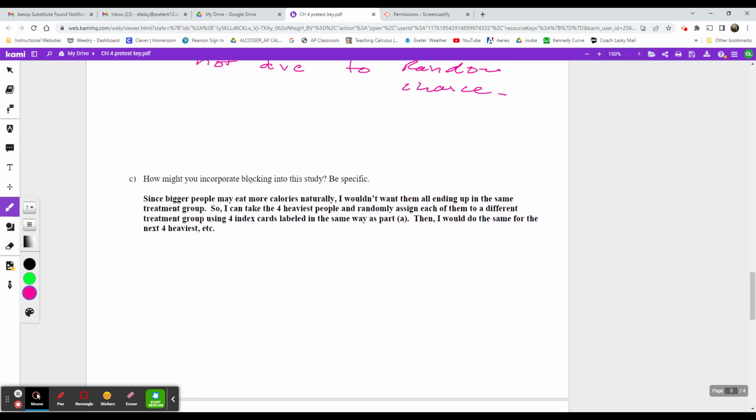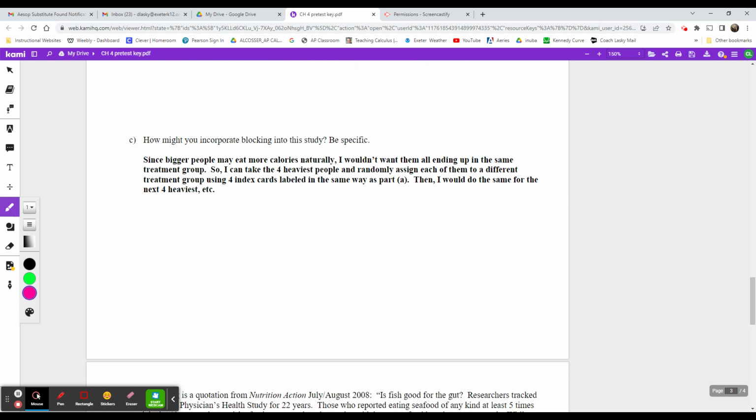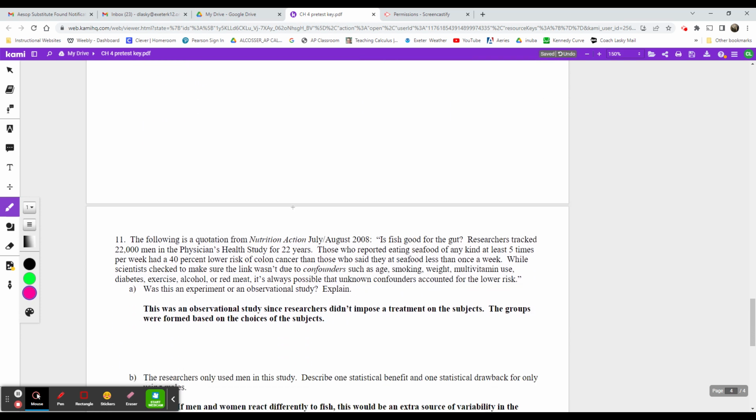How might you incorporate blocking into the study? There's a couple of different answers you could do, but since we're talking about calories, bigger people may eat more calories naturally because they burn more calories. So you wouldn't want them all in this treatment group. So you could take the 4 heaviest people and then assign each of the 4 treatments. So remember, the whole key to blocking is to create similar individuals. Okay? To block is to create similar individuals depending on what you're doing.